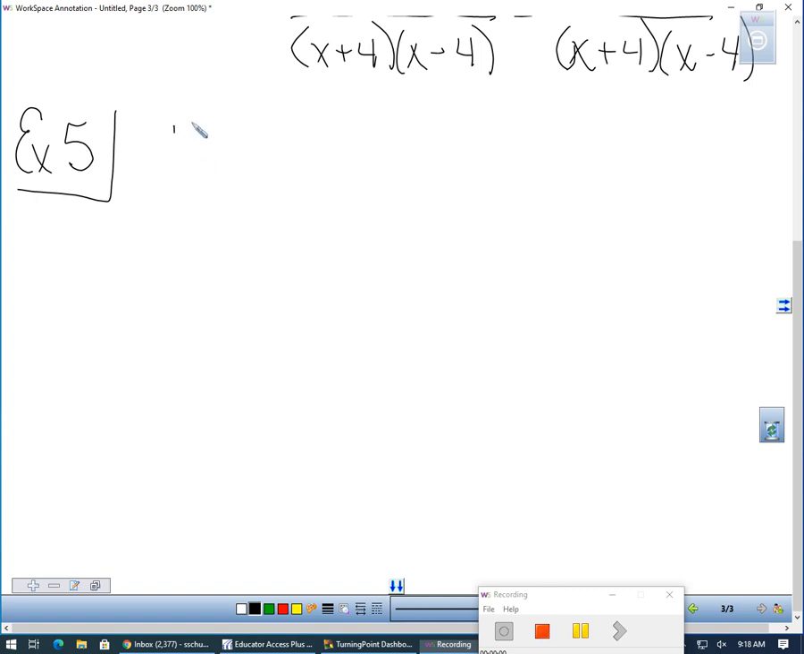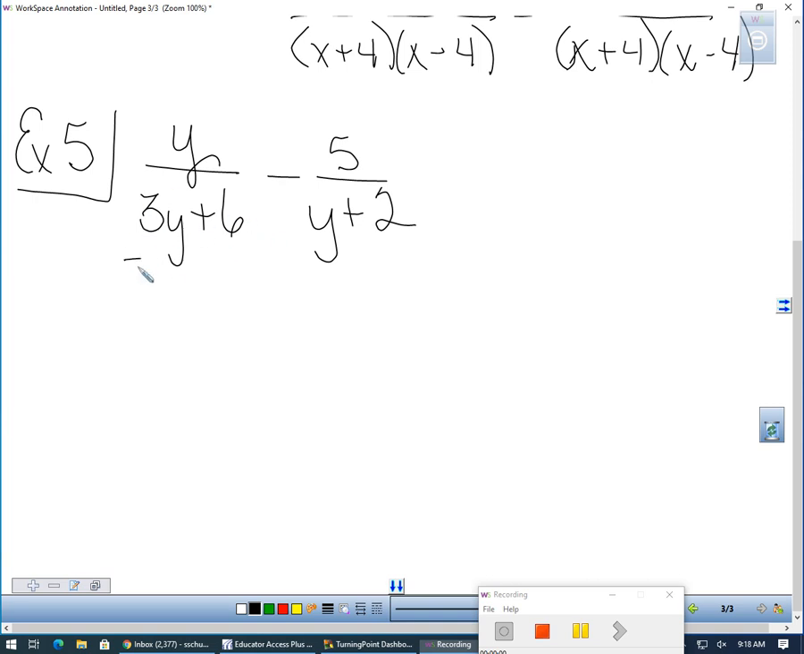We have y over 3y, plus 6 minus 5 times y plus 2. All right. So again, let's factor everywhere. This first one, we can undistribute something. In both of these, they have a 3 in common. If I undistribute 3, that leaves me with y plus 2. Cross this out. All right.